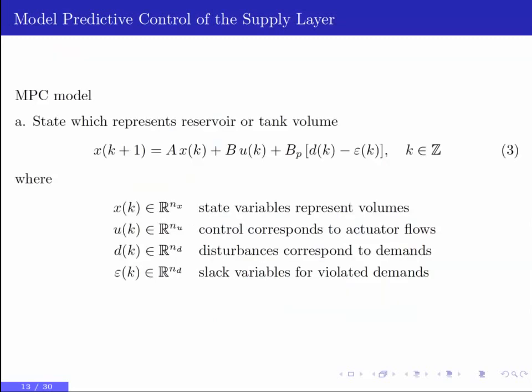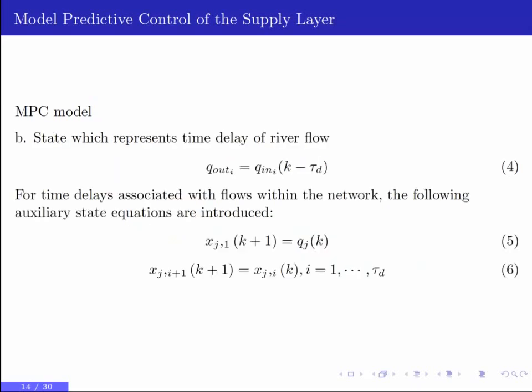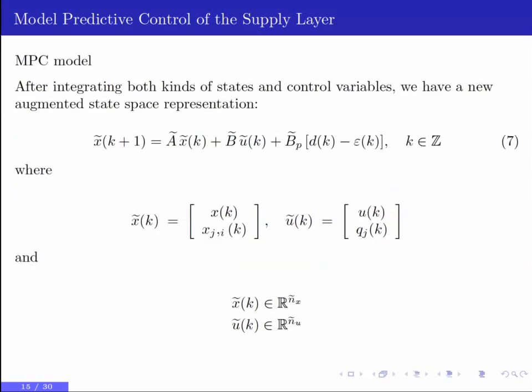In the supply layer, there are two kinds of state and control variables. Besides the similar state and control variable in the transportation layer, a second kind of state and control variables is used to represent time delay of the river flow. And one state represents 1 unit of time delay. After integrating both kinds of state and control variables, we have a state space equation like this.